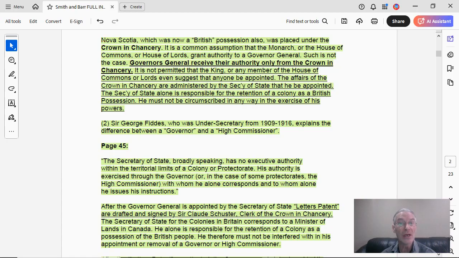Anyhow, Nova Scotia, which was now a British possession, also was placed under the Crown in Chancery. It is a common assumption that the monarch or the House of Commons or the House of Lords grant authority to a Governor General. Such is not the case. Governors General receive their authority only from the Crown in Chancery. It is not permitted that a king or any member of the House of Commons or Lords even suggests that anyone be appointed. The affairs of the Crown and Chancery are administered by the Secretary of State. The Secretary of State alone is responsible for the retention of a colony as a British possession. He must not be circumscribed in any way in the exercise of his powers.